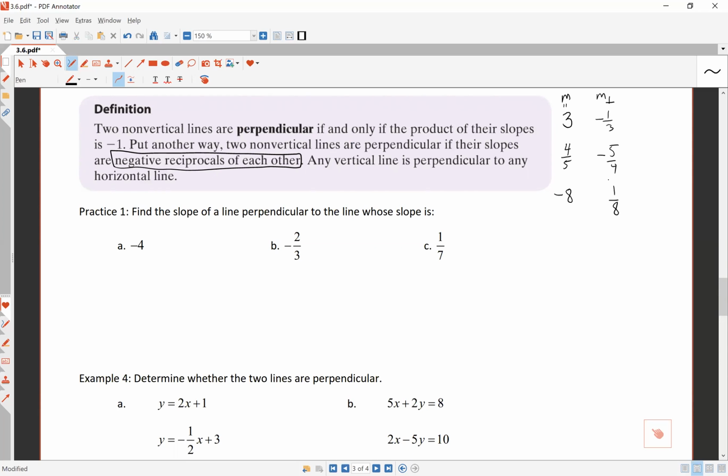All right, now that you've had a chance to work this out, the slope of a line perpendicular to the line whose slope is -4, that's -4 over 1, would be 1/4, the negative reciprocal. For -2/3, the negative reciprocal of that is 3/2. And for 1/7, the negative reciprocal of that is -7.